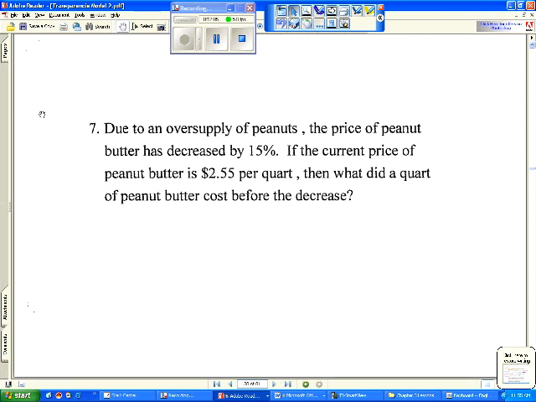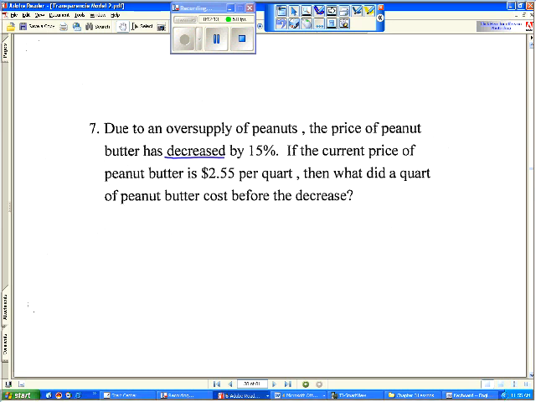Number 7, due to an oversupply of peanuts, the price of peanut butter has decreased by 15%. Now we just saw percent, so we know that we're going to use a word sentence. And we know that that word sentence is going to come from page 62. And we know we've only got 3 choices. What are the only 3 things that we're going to put on that line? Part equal percent times whole.